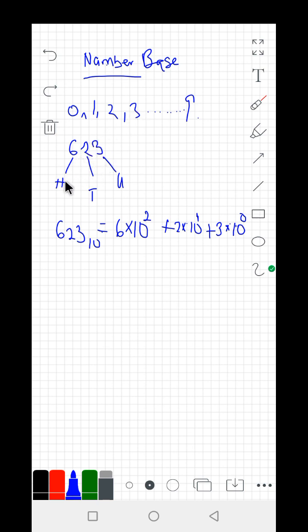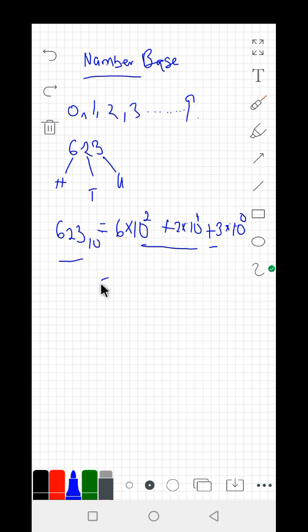Having said that, since the number we have just shown here is based on the powers of 10, it is called the base 10 number system. You can see that all these numbers here are based on the powers of 10, so we call it the base 10 system.